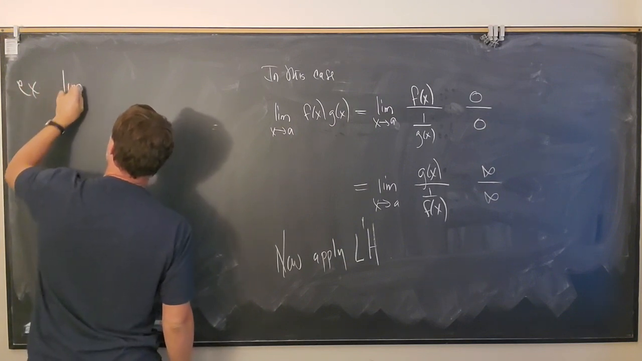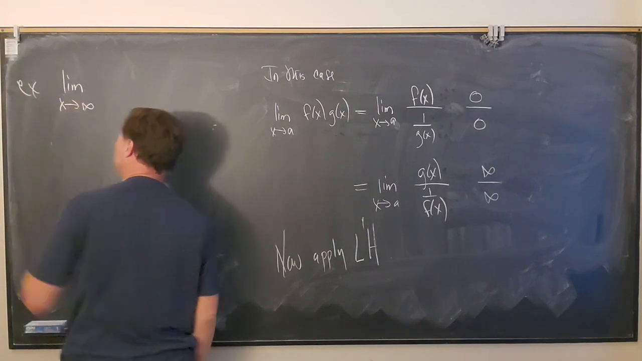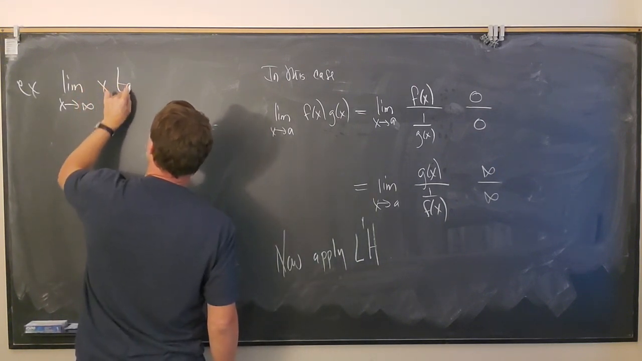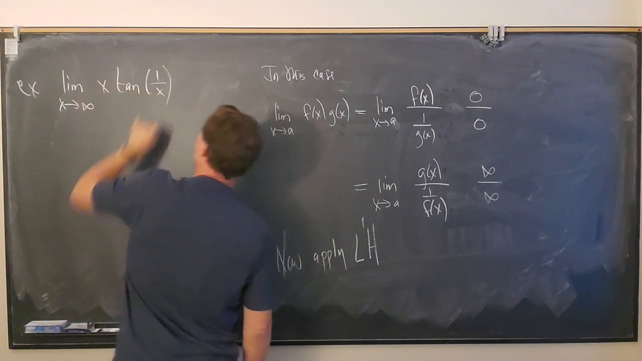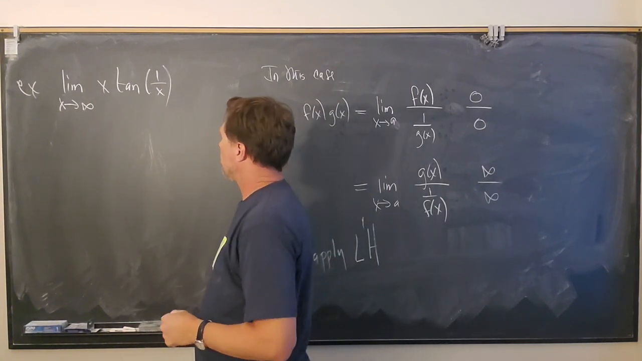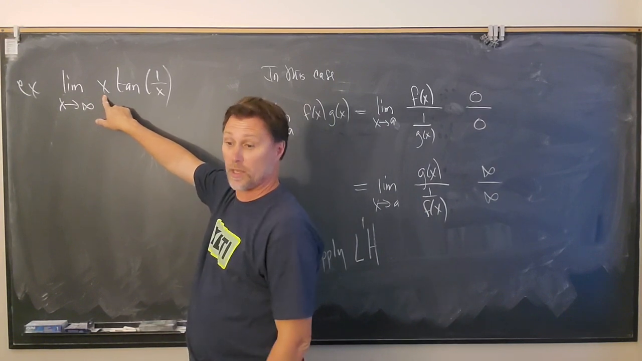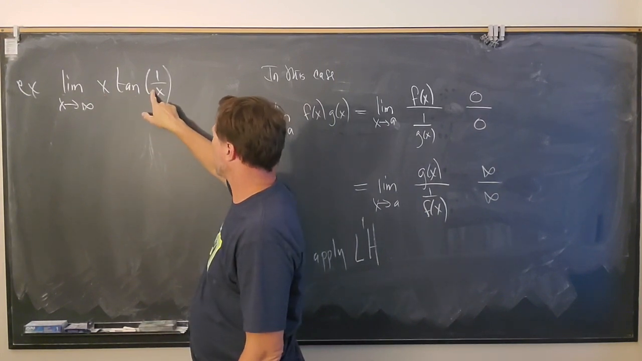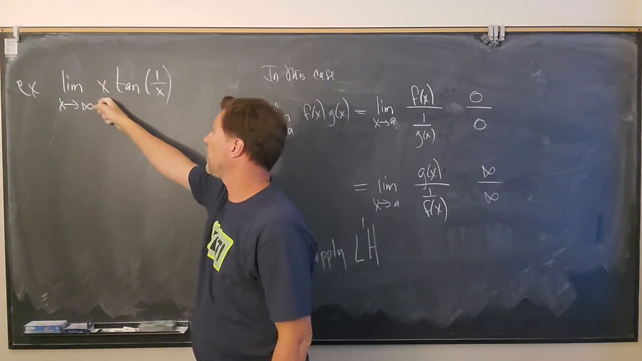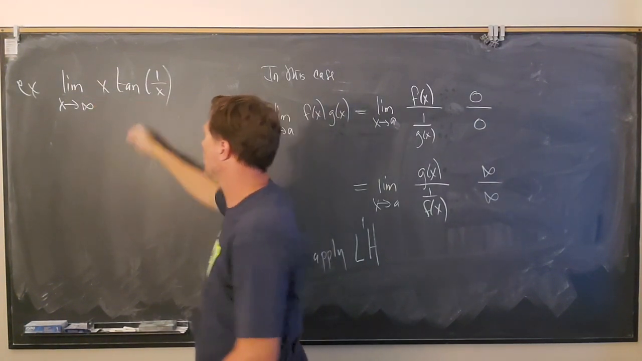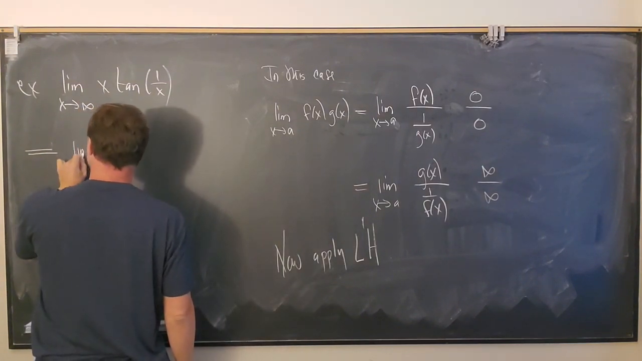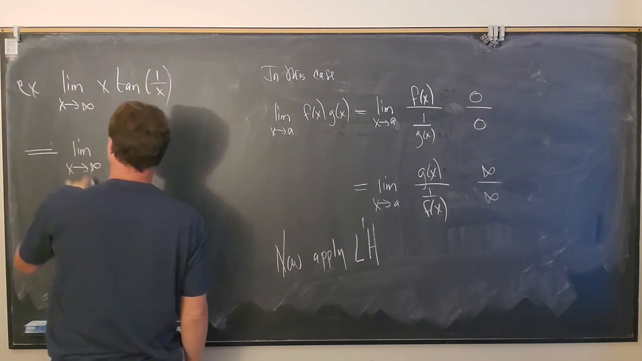So first example, let's look at the limit as x approaches infinity of x times tangent of 1 over x. As x approaches infinity, x is approaching infinity. 1 over x is approaching 0, so tangent of 1 over x is approaching 0. So this is an infinity times 0. And so I don't apply L'Hopital's rule right away. I need to divide by the reciprocal of one of the two pieces.